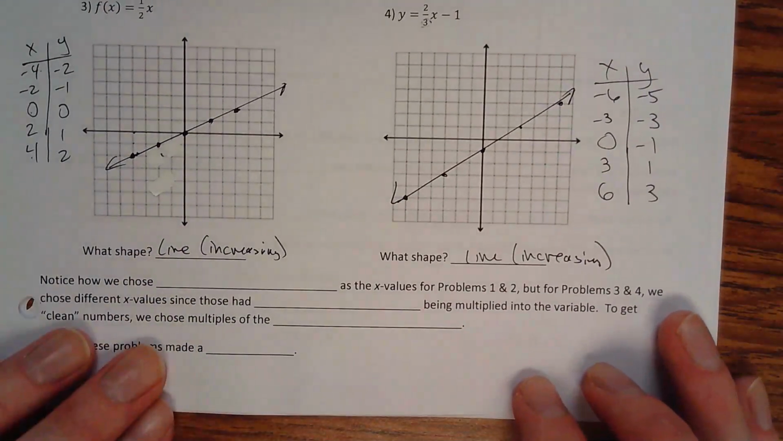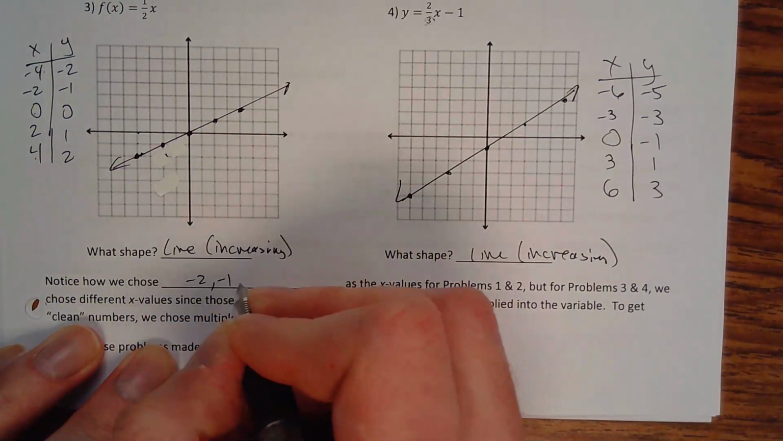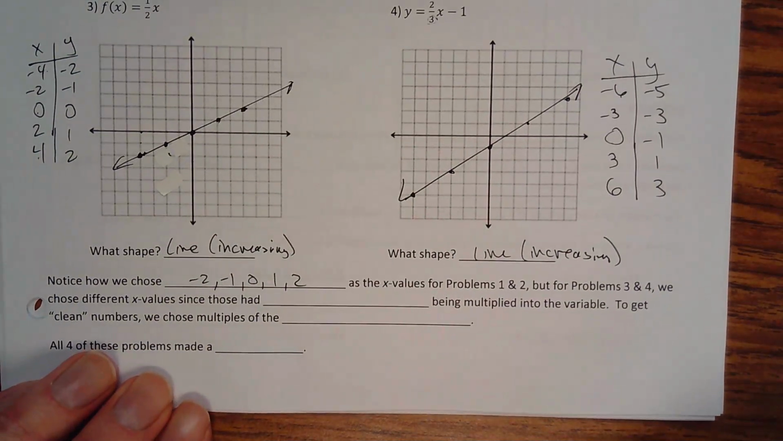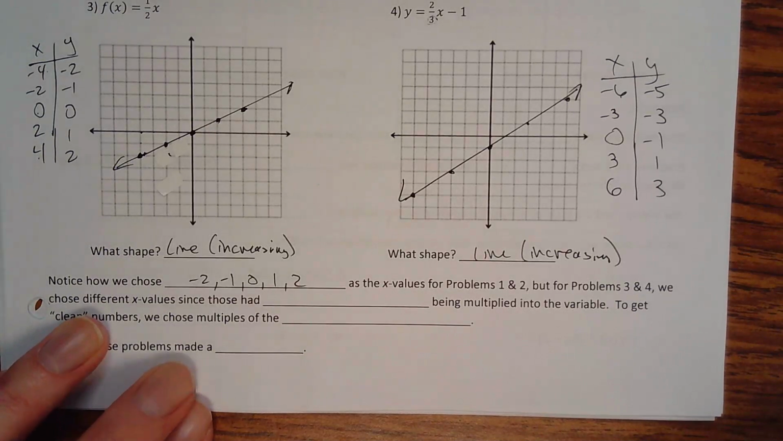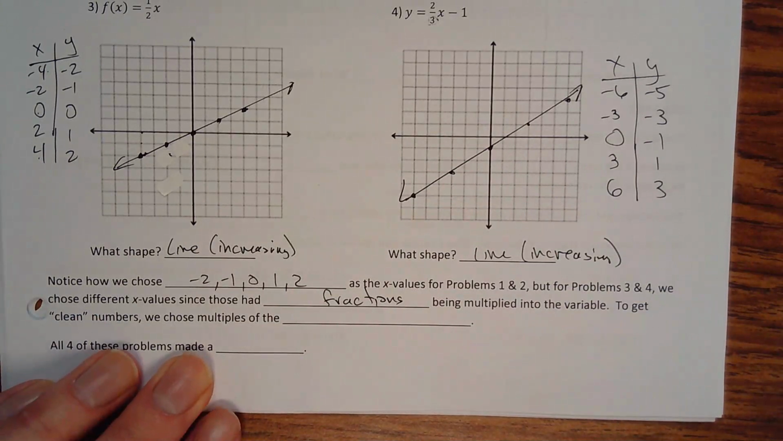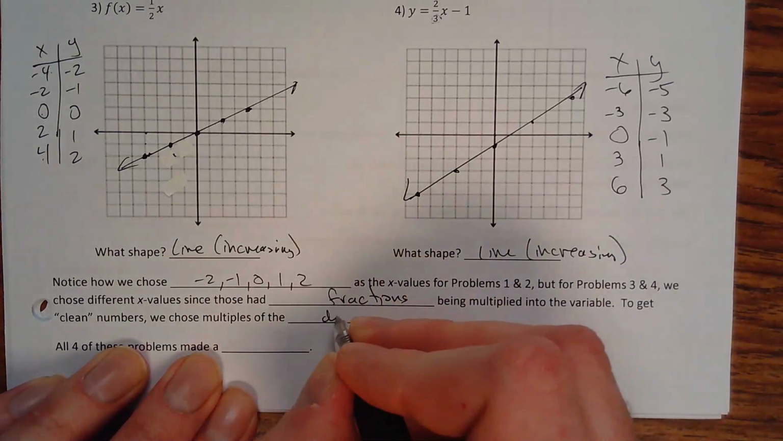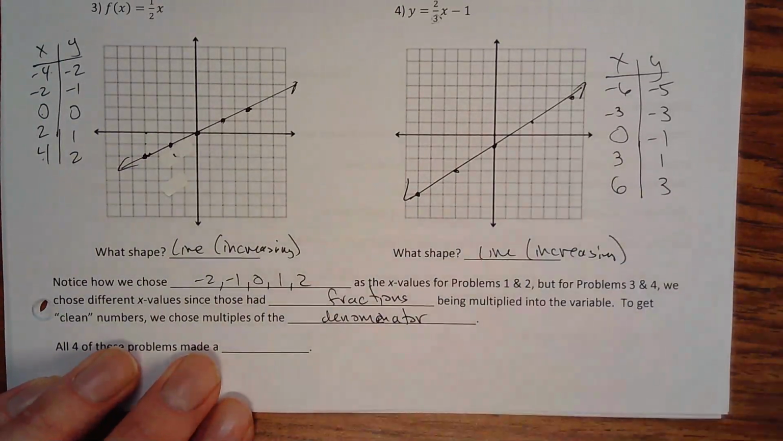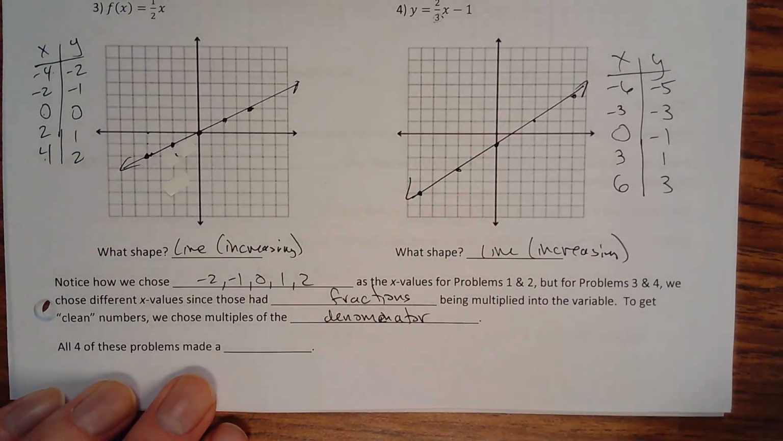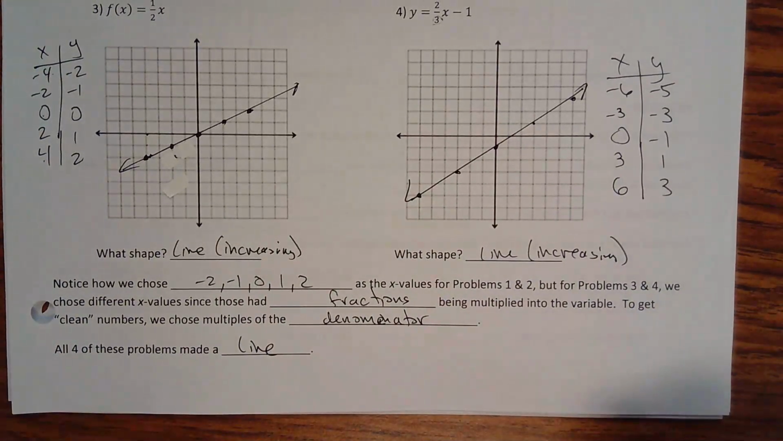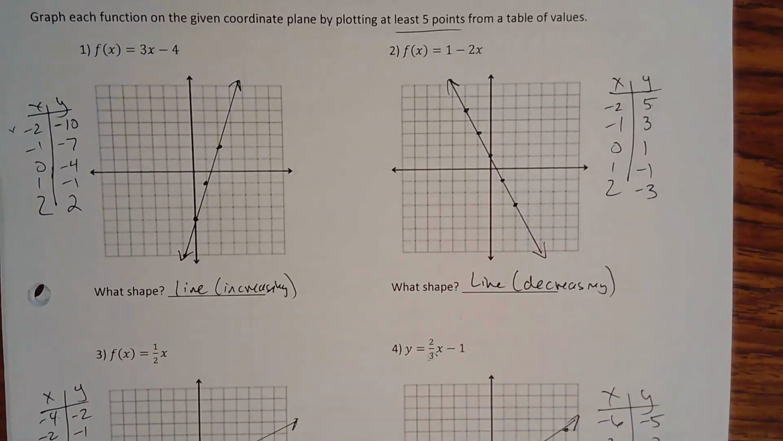Notice we chose negative 2, negative 1, 0, 1, and 2 as the x values for problems 1 and 2, but for 3 and 4 we chose different x values since they had fractions being multiplied into the variable. To get clean numbers, we choose multiples of the denominator. All 4 of these problems made the graph, the shape, a line. So kind of want to think about what they all have in common.